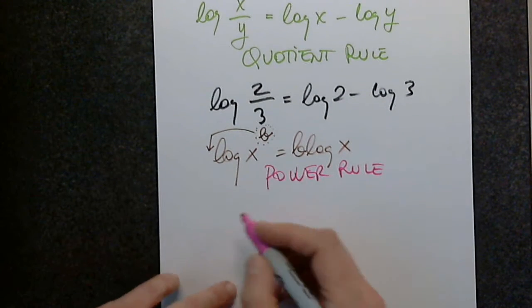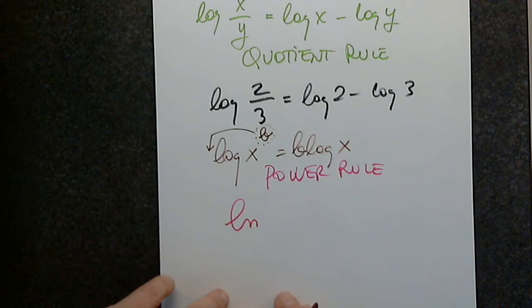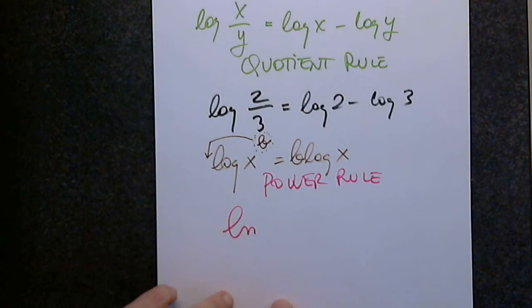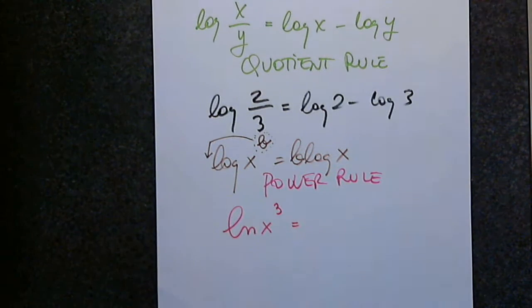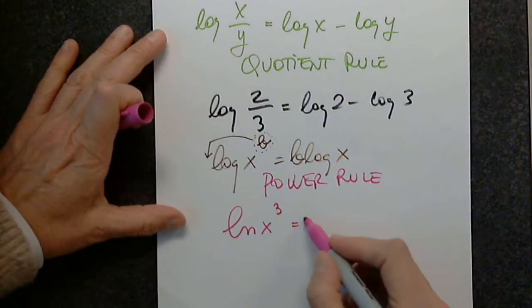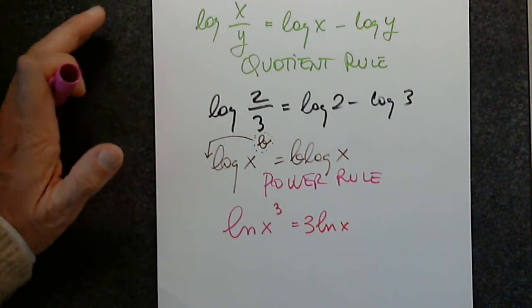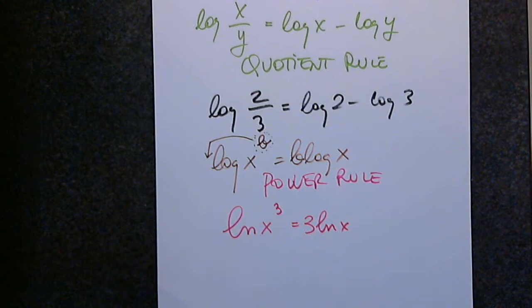Here's an example. ln, what base is that? Perfect. Of x to the third. Can anyone give us an idea of how to simplify this? Exactly. 3 ln x, meaning specifically not addition or subtraction, but multiplication. Exactly. 3 ln x. Okay, one more.